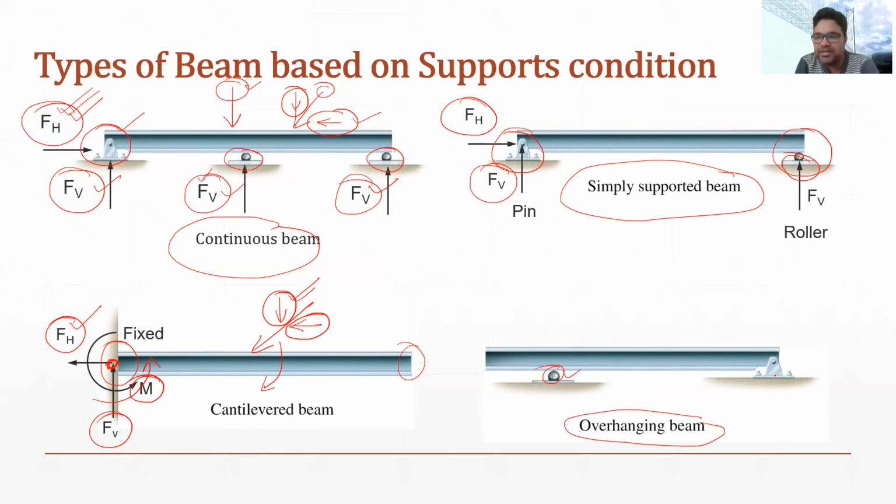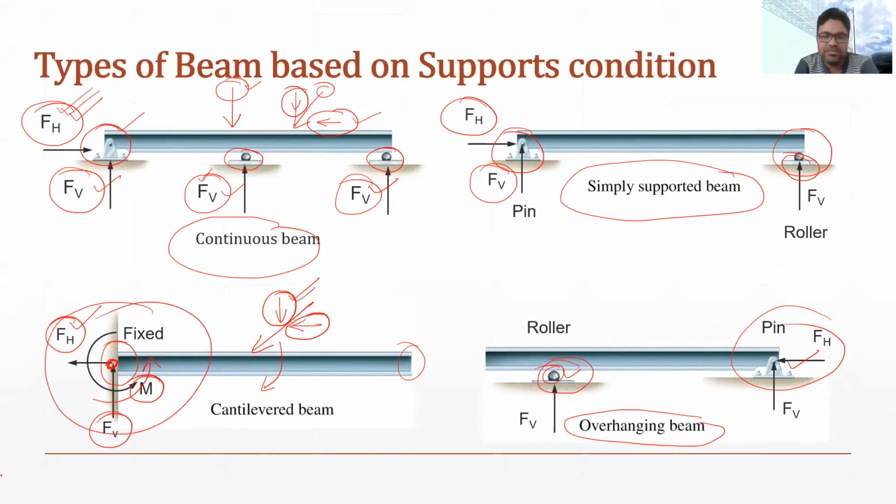As the support is in terms of roller and in terms of hinge, this will again have three reactions: two reactions at the hinge and one reaction at the roller, while three reactions will be at the fixed end.